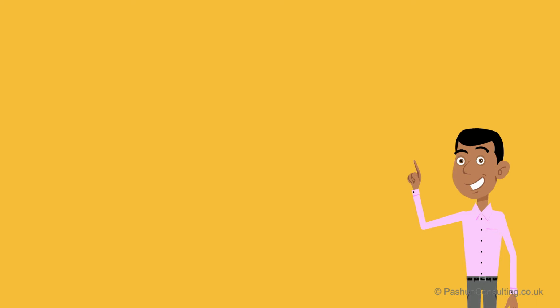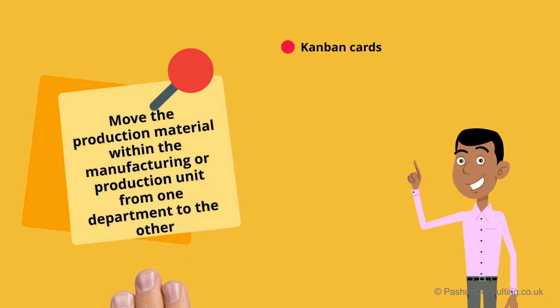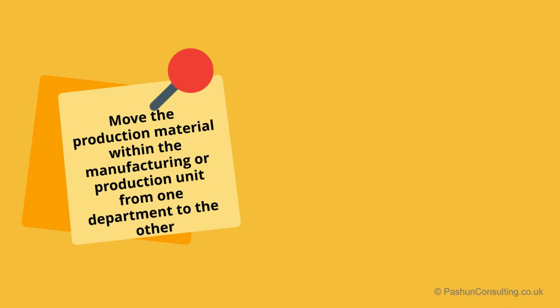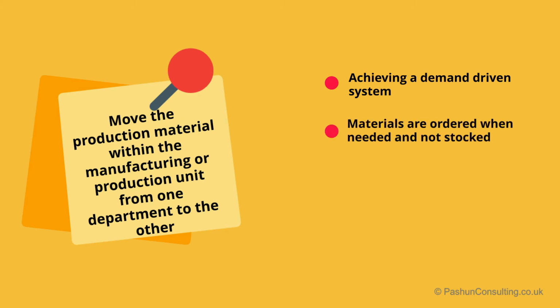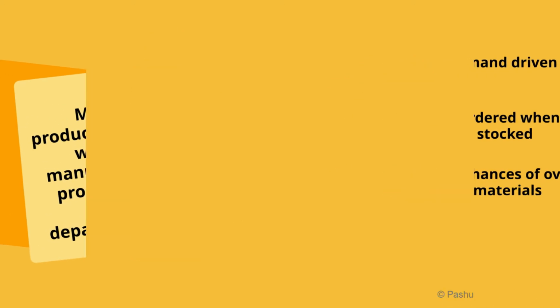One of the key components of the Kanban system is the Kanban cards. These cards indicate the requirement to move the production material within the manufacturing or production unit from one department to the other. It also serves as a sanction chart that indicates that there's need for an increase in production materials. Kanban cards work towards achieving a demand-driven system. Materials are ordered when needed and not stocked. It reduces the chances of over or undersupply of materials.